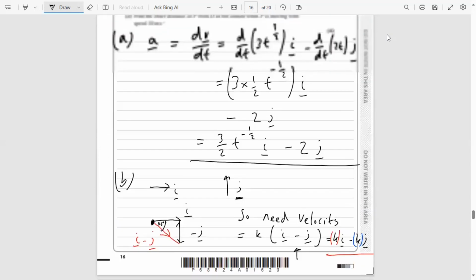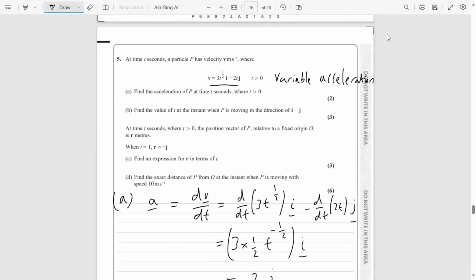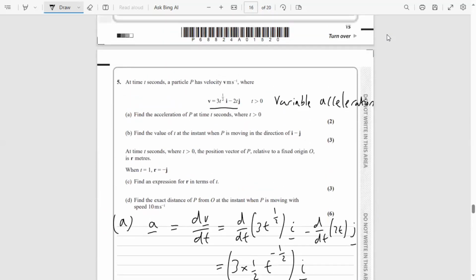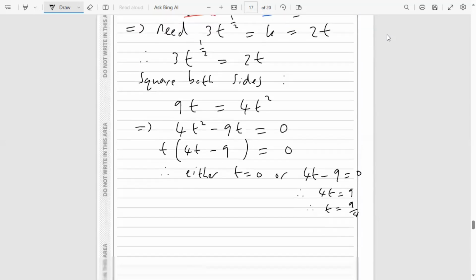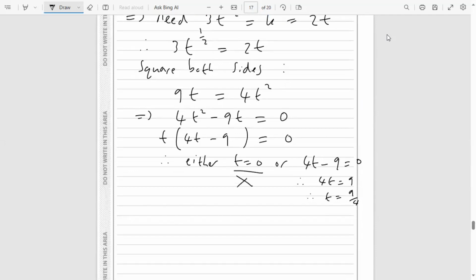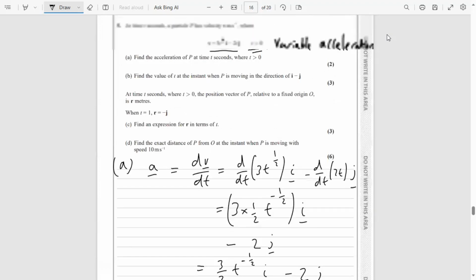Now if we go back to the question, we have two solutions. We're told in the question that t has to be bigger than 0. So the t equals 0 solution is not acceptable. However, the other one is, so that's our answer: t is equal to 9 over 4. Okay, so that's part B.